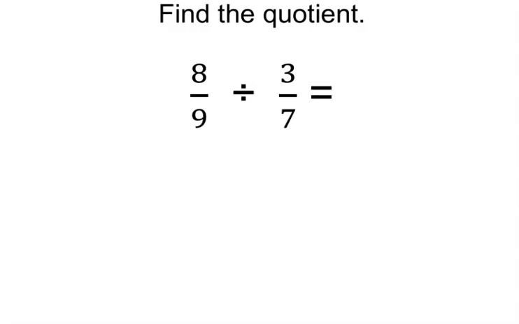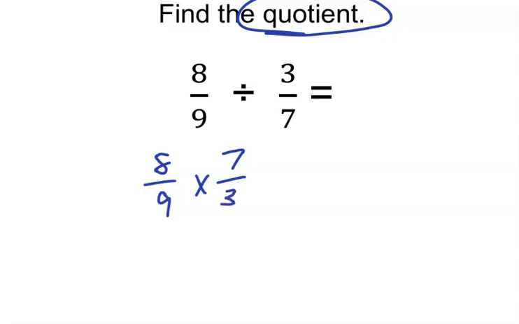Okay, quarter 3, week 4, day 3. Find the quotient. Once again, we're doing division, so we're going to do keep, change, flip. 8 over 9 times 7 over 3. All right, let's see. Is there any cross reducing we can do?